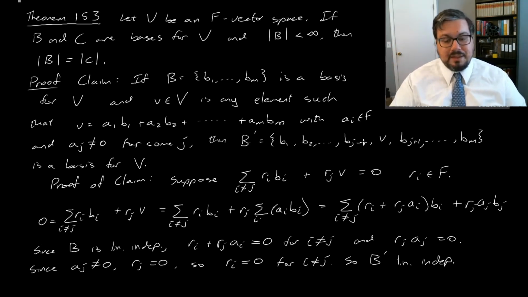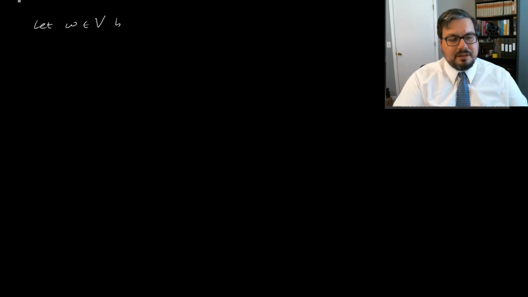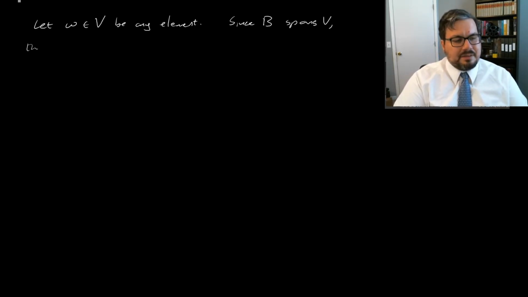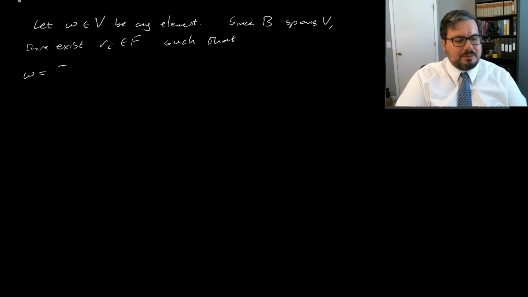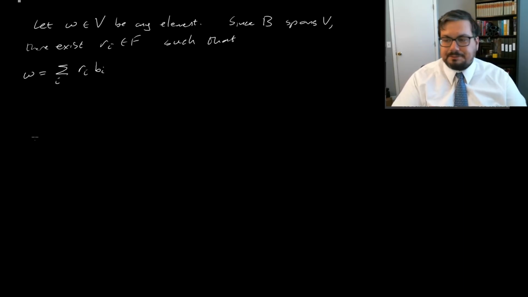So now let's show that this set B prime actually spans all of V. What we know is that the set B spans all of V, and that's what we're going to use. All right, so now let W in V be any element. Now, since the set B spans V, there exist Ri in F such that W is equal to the sum over i of the Ri Bi's.